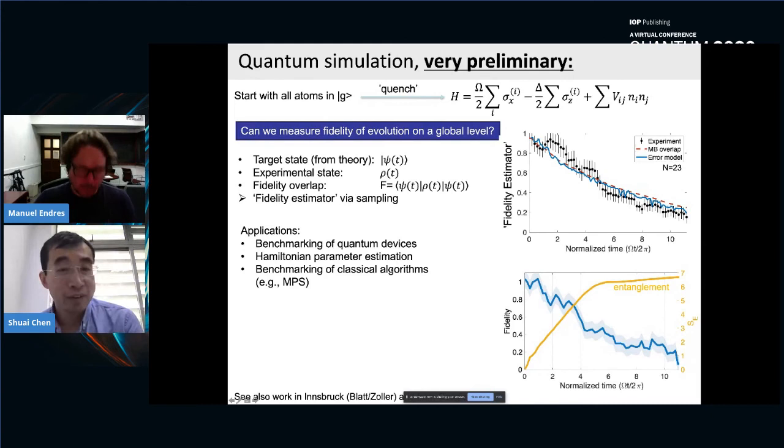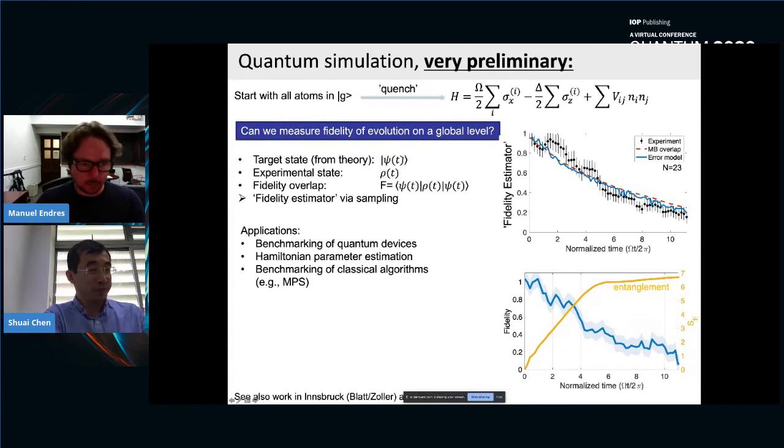And lastly, and that's also really interesting, I think, for me, is you can use this to benchmark classical algorithms. So what do I mean by this? If I have an approximate algorithm to predict psi, say a matrix product state algorithm, you will see that depending on how well you do in this approximate algorithm, this curve will go down quicker. So if this state is not precisely predicted, then this fidelity curve will go quickly down.